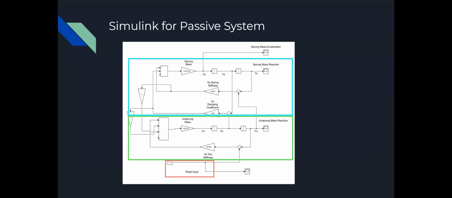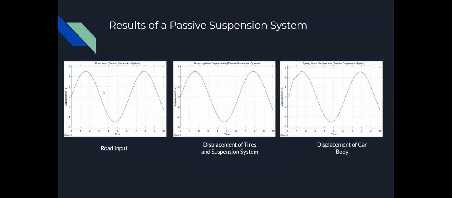So for my simulating model, the block in the blue represent the equation of motion from the sprung mass, while the box in the green box represents the unsprung mass. The red box right here is the road input. And for the road input, I just used a sine wave, which is a 5-inch bump that keeps repeating.